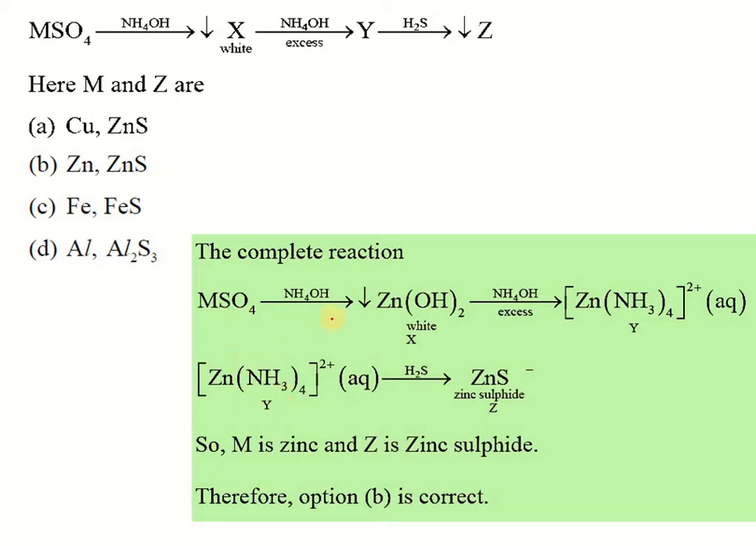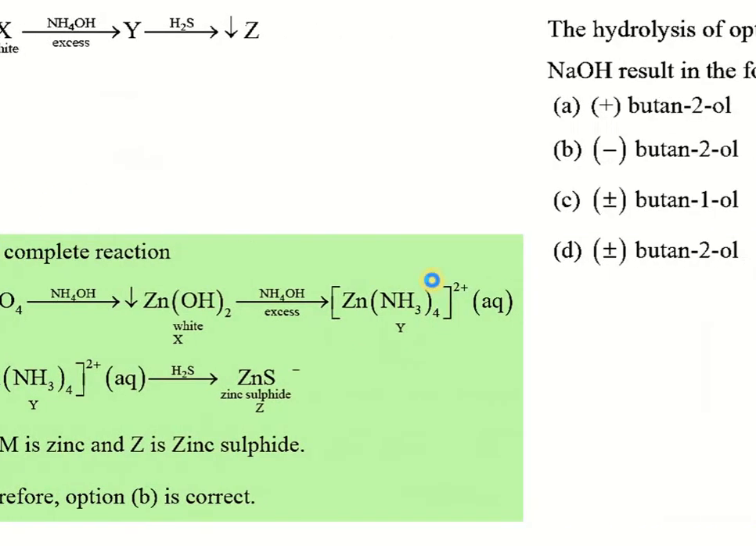If you use ammonium hydroxide with MSO4, assuming zinc sulfate, it forms zinc hydroxide. Zinc hydroxide, with excess of ammonium hydroxide, gives the zinc ammonia complex. After the complex, H2S gas will give zinc sulfide. That means option B, zinc and zinc sulfide: M is zinc and Z is ZnS. So the second option is the right option for this question.